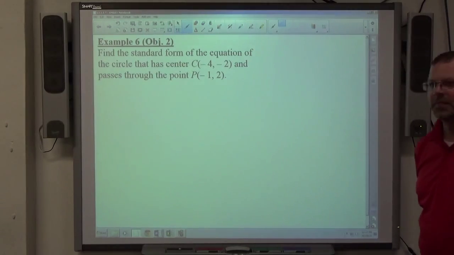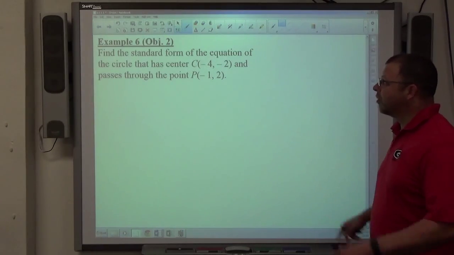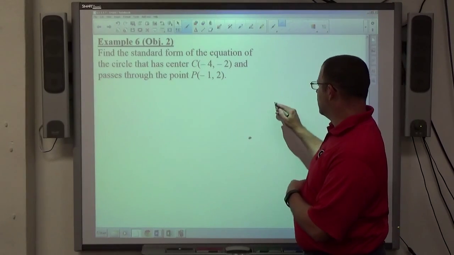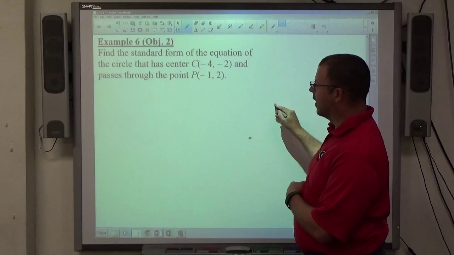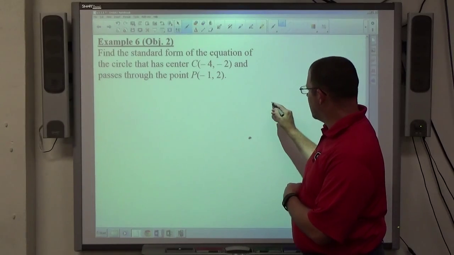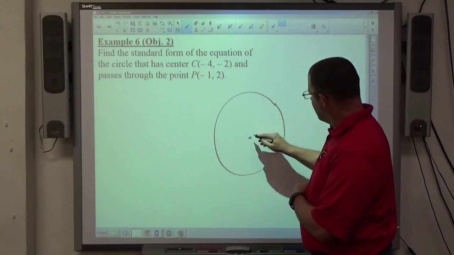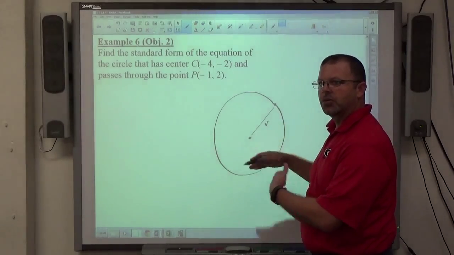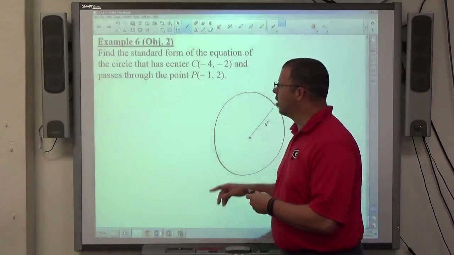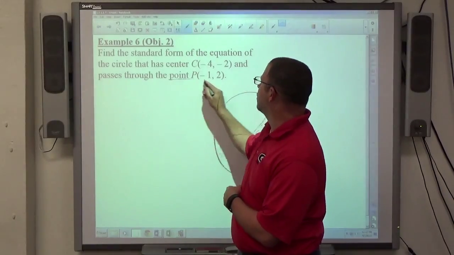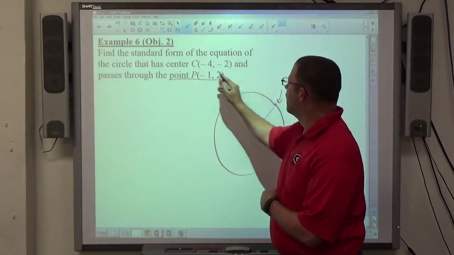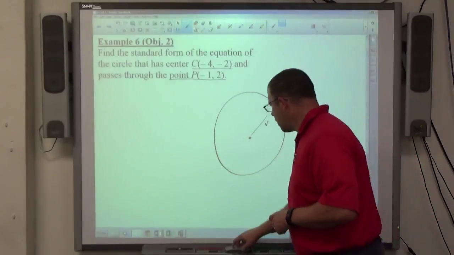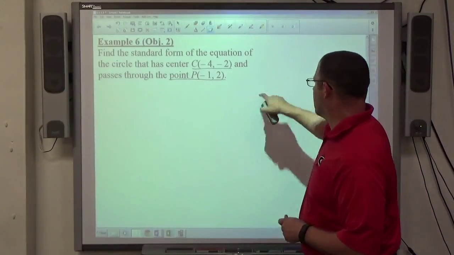What's missing? The radius, all right? But the circle's centered at negative 4, negative 2. Let's just say it's here. And negative 1, 2 would be about here, right? The circle passes through that point, which means if I draw a circle, the radius connects the center and that point on the circle. So you don't have to draw the circle to do it, but just know that if it tells you the circle passes through a point, that's on the edge of the circle, the center's in the center of the circle, and the distance between the points is the radius. But in order to do this problem, we do have to know what the radius is.